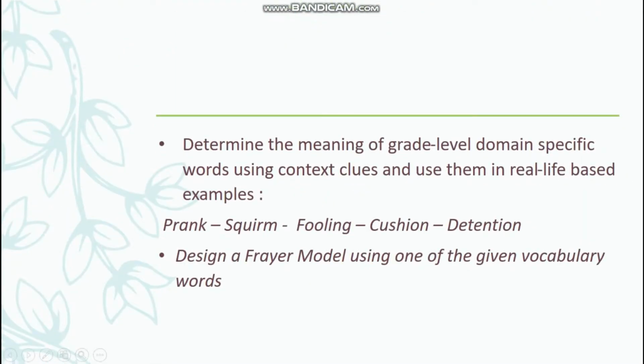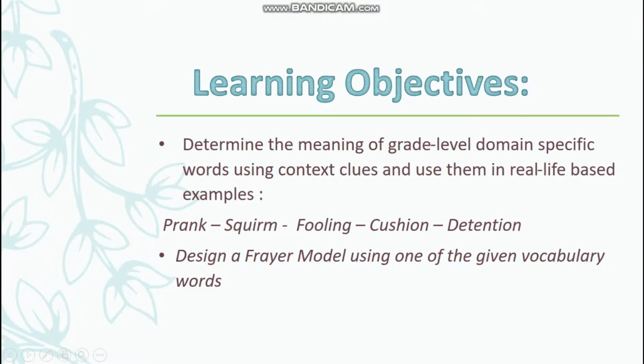Now, if you are following Alula Education, you know that this vocab lesson is the beginning of a series of vocab lessons, and our learning objectives are the following. Determine the meaning of grade level domain specific words using context clues and use them in real life based examples. We have 5 new vocab words that we're going to tackle today: prank, squirm, fooling, cushion, and detention.